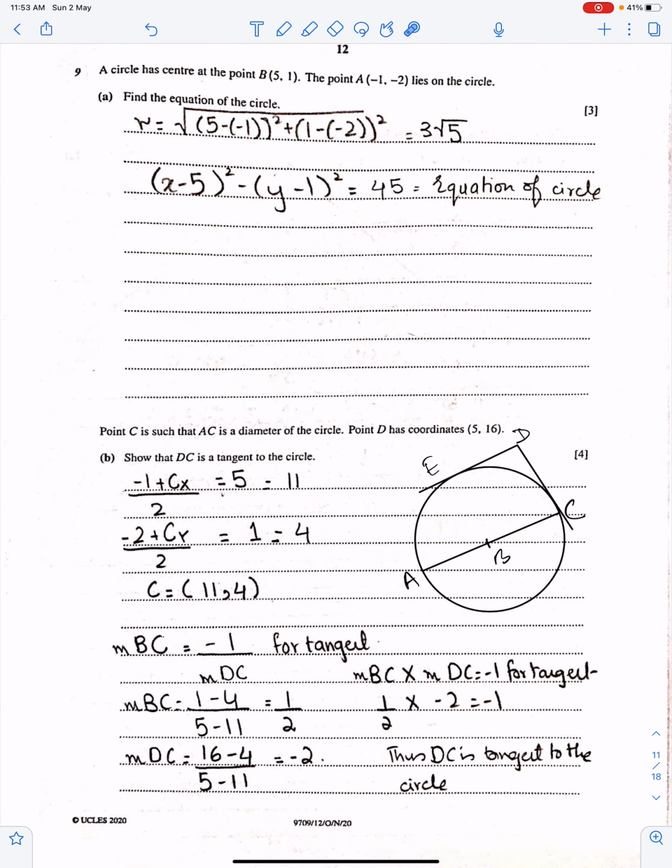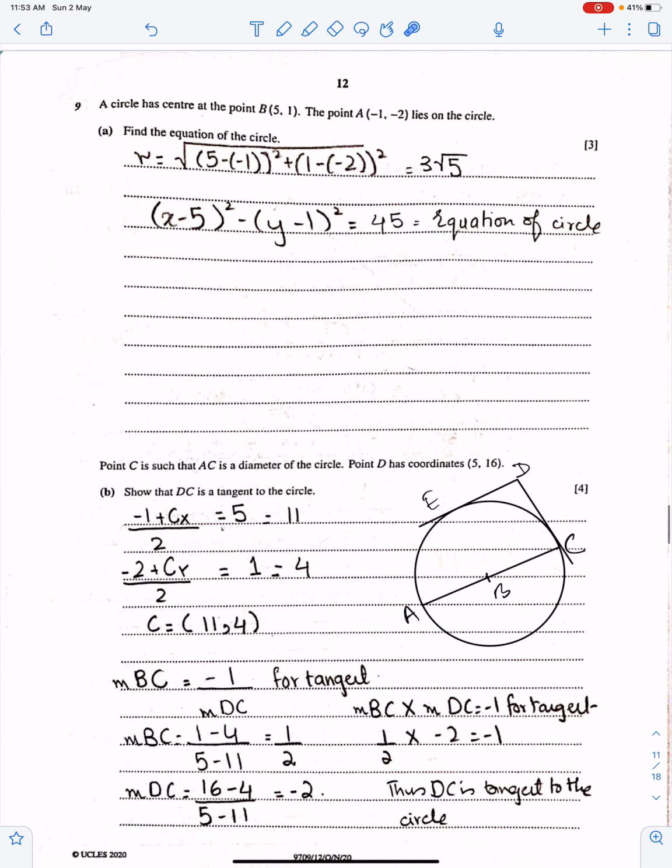Next question. Number 9. A circle has center at B. The point A lies on the circle. This is the center of the circle and this is the point A. Find the equation of this circle. First we need the radius. This is the radius BA. The length AB or BA will give you the radius, which is 3 root 5. And r square will be 45.